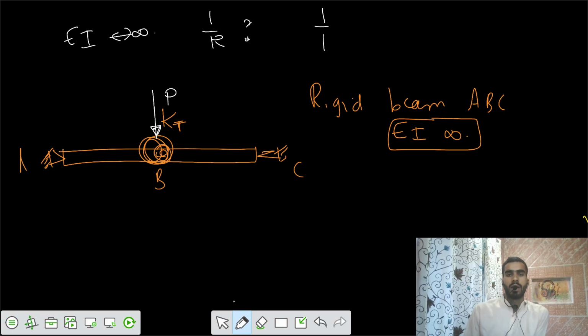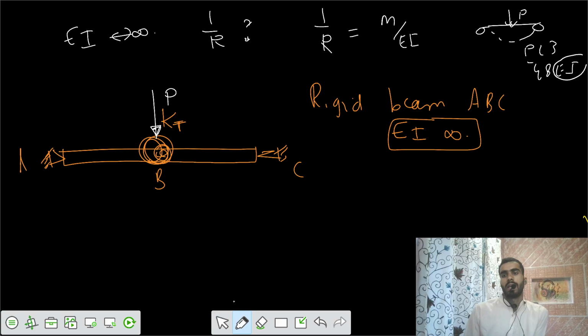We have the equation that 1 by R equals M by EI. If there was some beam, you applied load of P, I would say there was some deflection at the midspan, PL cubed by 48 EI. So there was some effect of EI. If the EI is such that it is infinite, that means your delta is equal to 0. That means it would behave as a rigid. Remember, there won't be deflection.